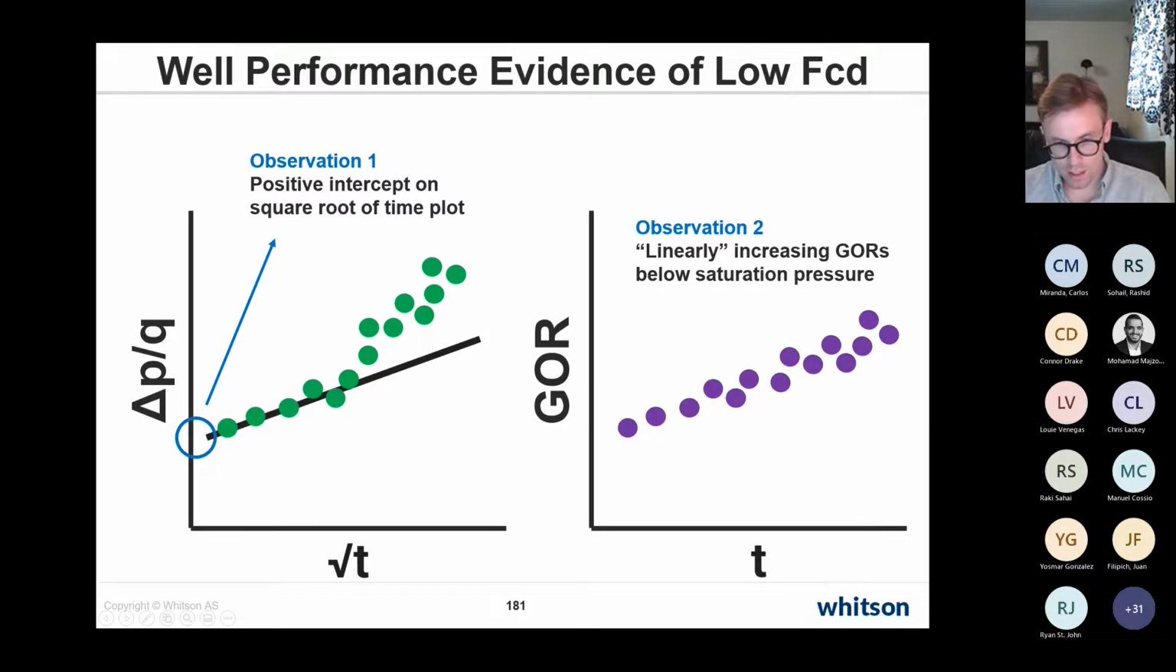Has anyone else in the audience seen other ways to either justify or explain, or at least looked for some diagnostics in the data that justify a low FCD? At least these are my two go-tos, I think.